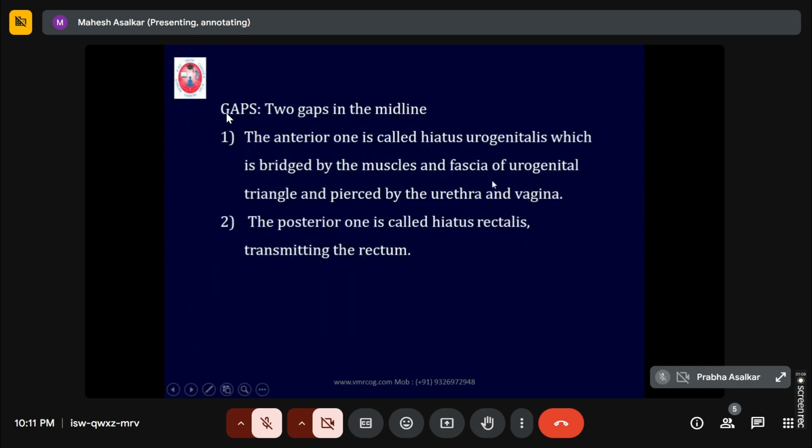There are two gaps in the midline. The anterior one is called the hiatus urogenitalis, which is bridged by the muscles and the fascia of the urogenital triangle and pierced by the urethra and the vagina. The posterior one is called the hiatus rectalis, which transmits the rectum.